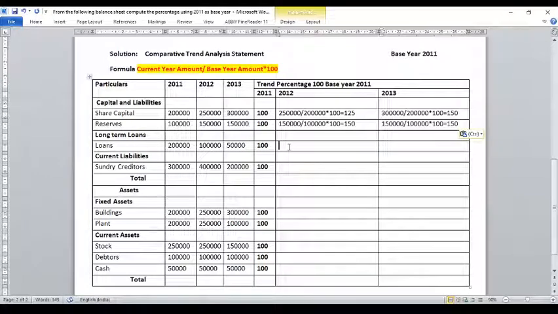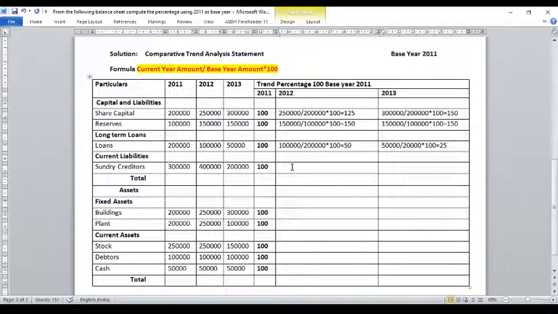Next, it is loans. If you see loans, it's 2 lakh in 2011, it comes to 1 lakh, and it comes to 50,000. That means your loan amount is gradually decreasing. So for 2012, the loan amount is 1 lakh divided by base year 2 lakh into 100. You get a percentage of 50%. That means your loan is reduced to 50%. Next, for 2013, your current year amount is 50,000 divided by 2 lakh into 100. So you get a percentage of 25, where your loan is reduced to 25%.